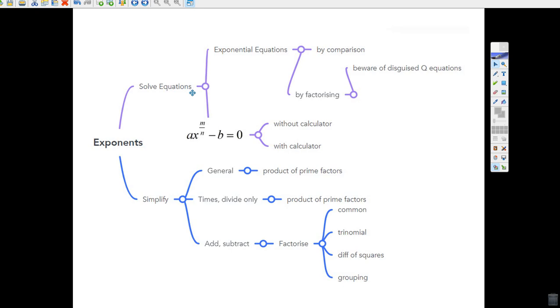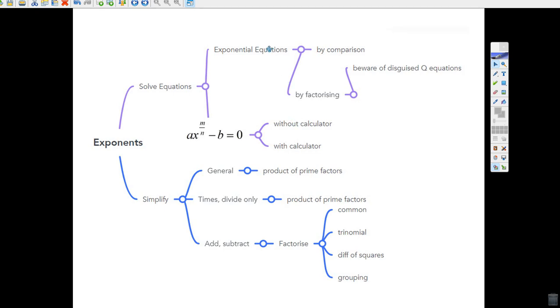But you also use exponents to solve equations. You get equations in this form, and the key thing is you get the b by itself, and then you tip in times and turn this little fraction here. You divide by a, add b, divide by a, and then both sides you put to the n over m power, and that's kind of the secret.